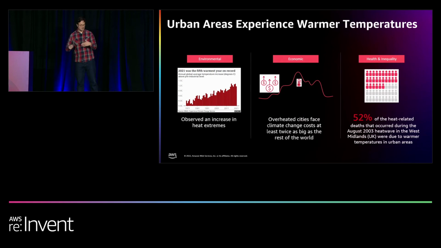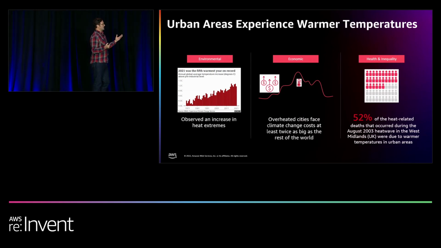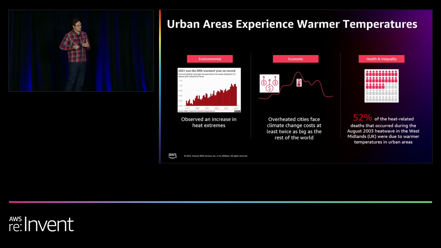So to move into the project that we talk about today. Urban areas experience warmer temperatures. We know this, but to what degree? How does that happen? How does it manifest? How do we understand it? How can we understand it better?